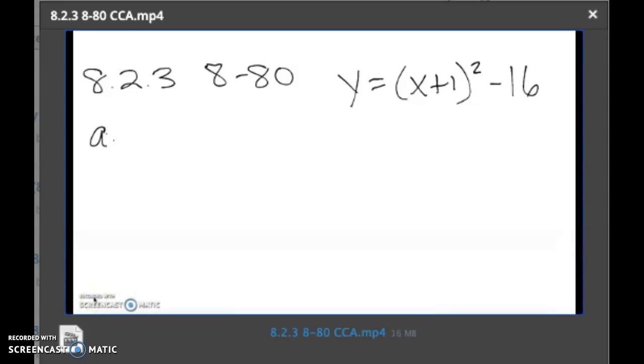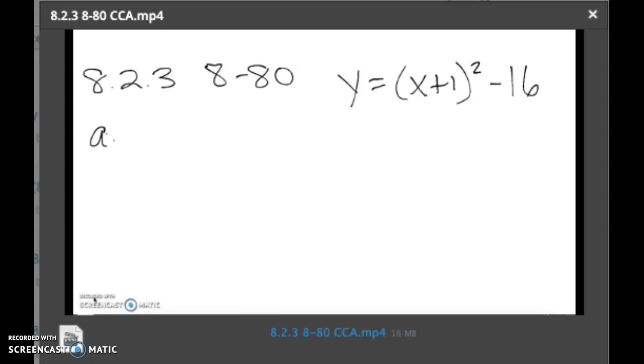Lesson 823, problem 880. In this problem, we're given the quadratic equation y equals (x plus 1) squared minus 16. We're going to solve this two different ways. The first way, we're going to put this quadratic equation into standard form and use the zero product property to find our x-intercepts, our roots. And then the second way, we are going to find the roots by evaluating the equation when y equals 0.